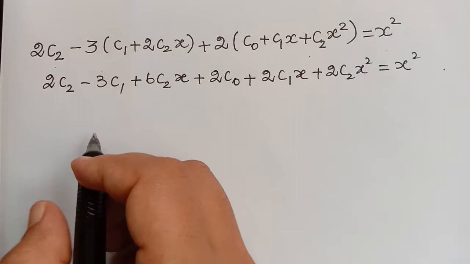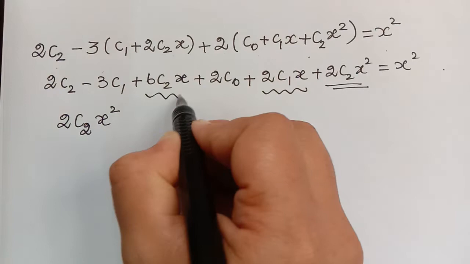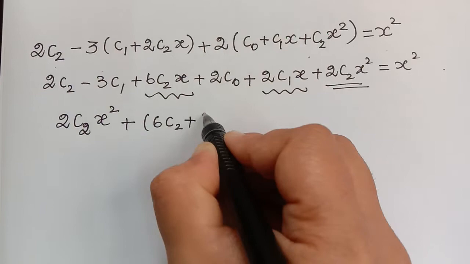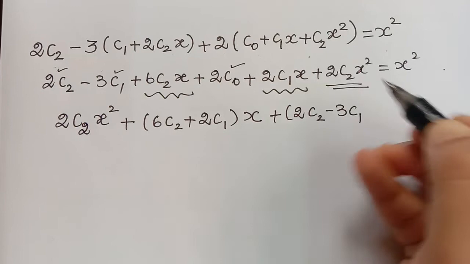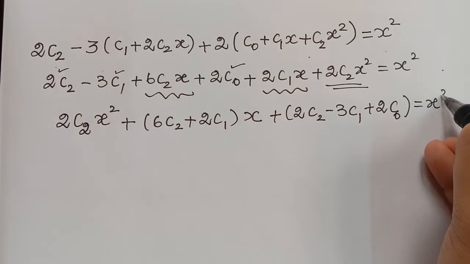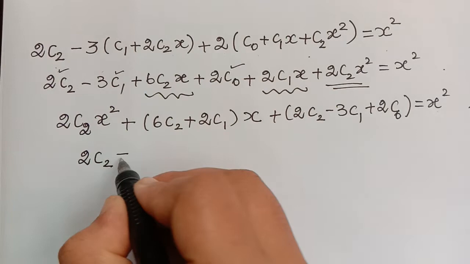We shall just gather the terms and we shall write. Now this is the x squared term, so we shall write that first. So 2c2 x squared, and then this is the x term, so we can take that x common out. So 6c2 plus 2c1 multiplied with x, and these three are the constant terms. So plus 2c2 minus 3c1 and then plus 2c0 is equal to x square. Now the coefficient of x square on the left hand side is 2c2, and we don't have any other x square term. On the right, the coefficient of x square is 1, so that is equal to 1.